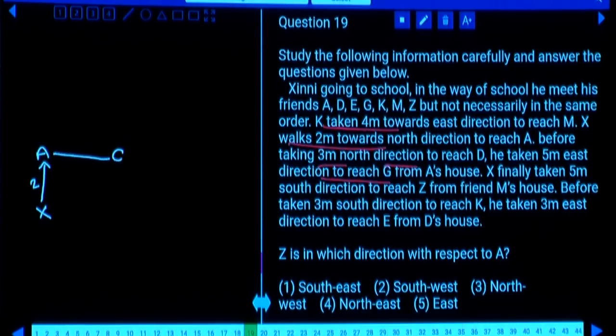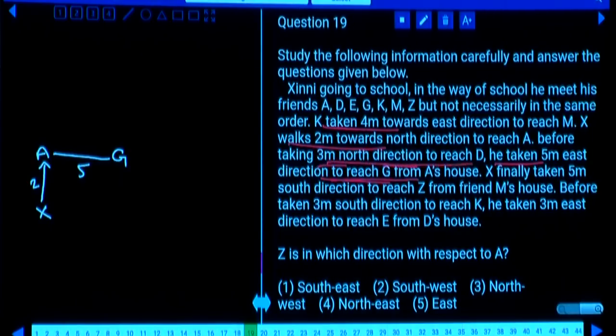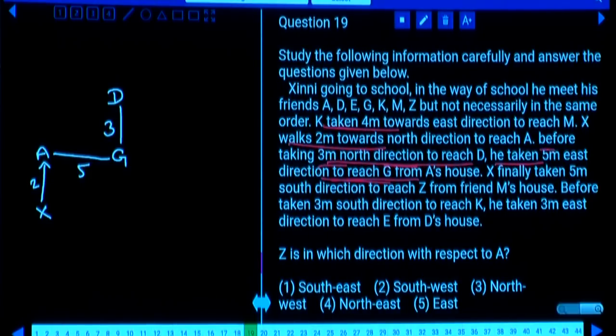And G is how many places? G is 5 meters. Then he takes 5 meters east direction to reach G from A's house, and 3 meters north direction to reach D. From G, 3 meters north direction to reach D, isn't it? And from D, what is the other information here? Before taking 3 meters north direction to reach D, he takes 5 meters east to reach G from A's house.